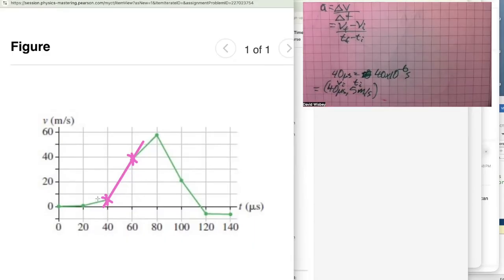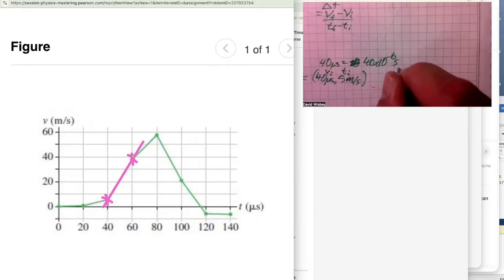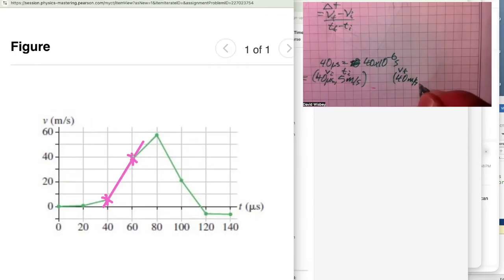Then I'm going to look up at this point here. I did that correctly. So my final time and my final velocity, so I'm going to have VF over here. I'm going to write that over there. V final is 40 meters per second, and then the time there is 60.